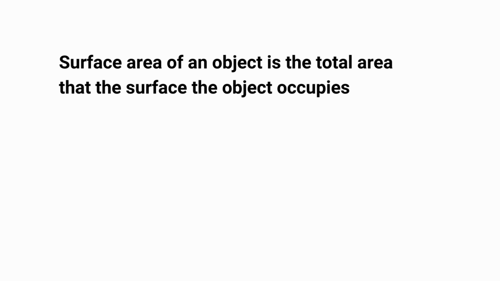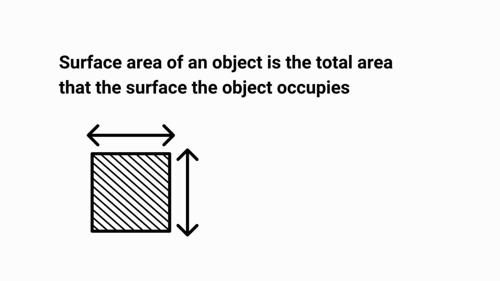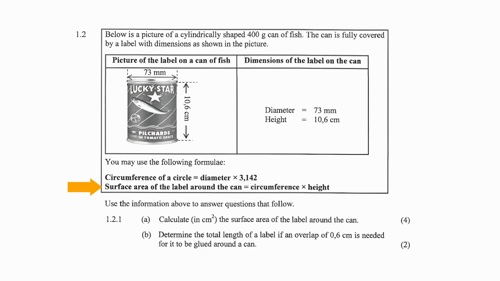Now if you can remember, the surface area of an object is the total area that the surface of the object occupies. For a flat shape like a rectangle, it's the length multiplied by the width. For a 3D object like a box, it's the sum of all its sides. We are given the formula for calculating the surface area of the label around the can, which is the circumference multiplied by the height. Now the first step to calculating the surface area is to calculate the circumference, which we are also given the formula for doing just that.